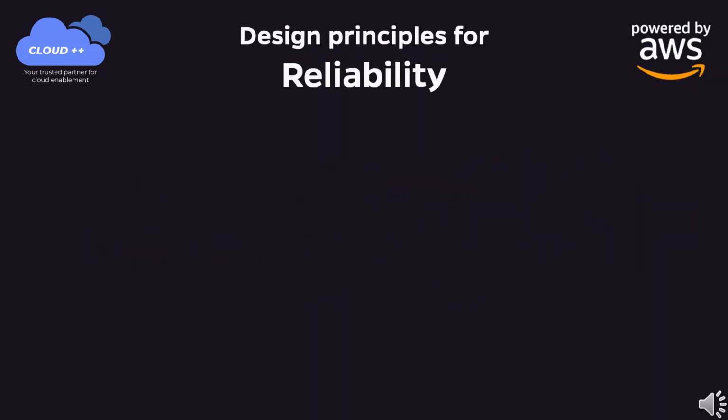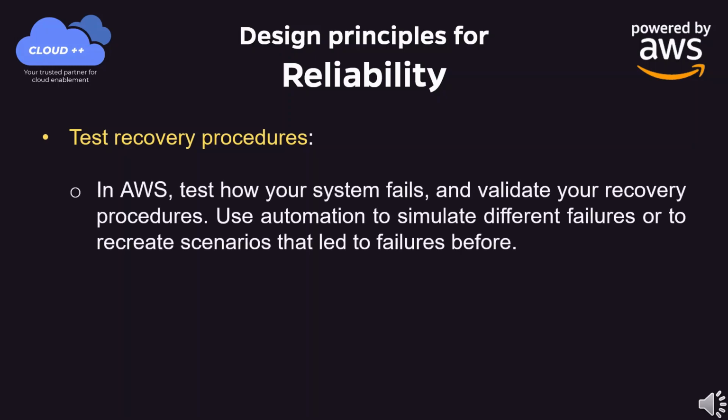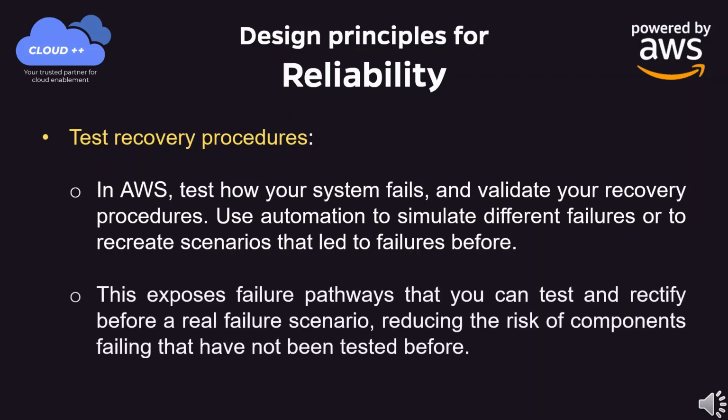Design principles for reliability. Test recovery procedures. In AWS, test how your system fails, and validate your recovery procedures. Use automation to simulate different failures, or to recreate scenarios that led to failures before. This exposes failure pathways that you can test and rectify before a real failure scenario, reducing the risk of components failing that have not been tested before.